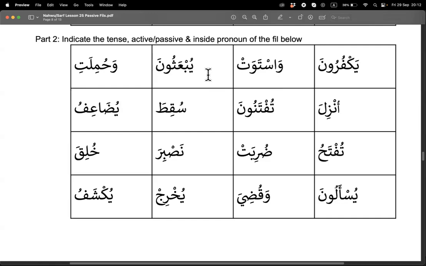Yub'athuna. This one, I believe this one majhul. Yes. But before that, before you see U, you need to double check whether this is mudari or not first. Is this mudari? Okay, I'm not saying you're wrong. Yes, this is mudari.